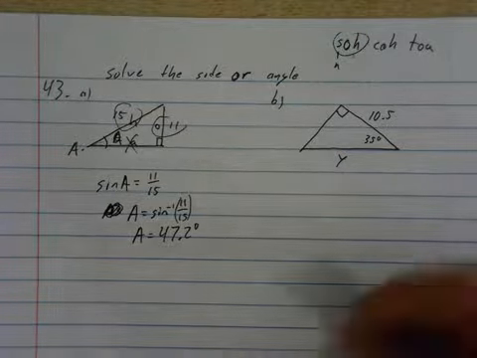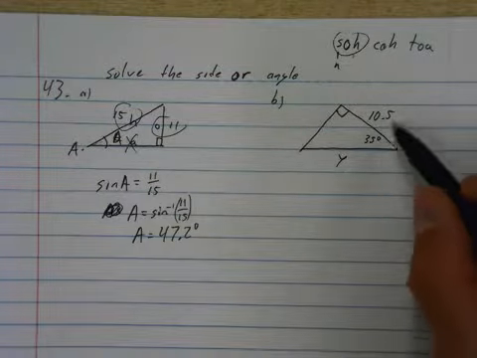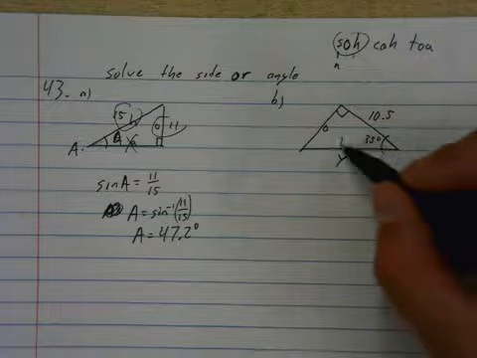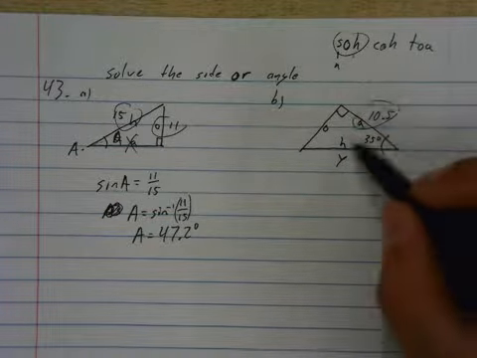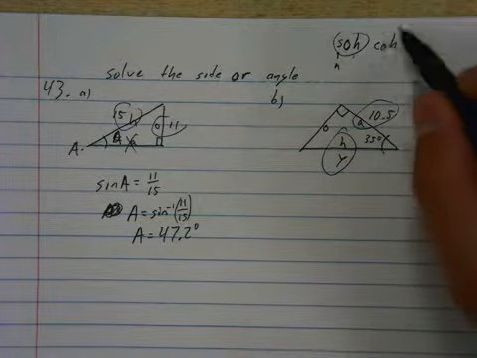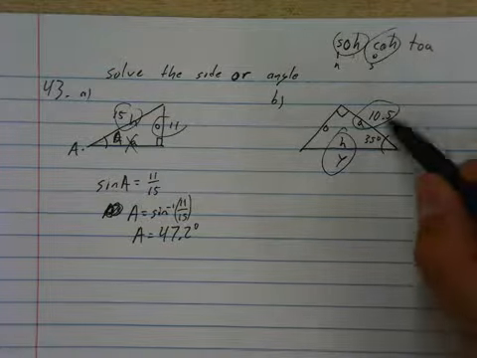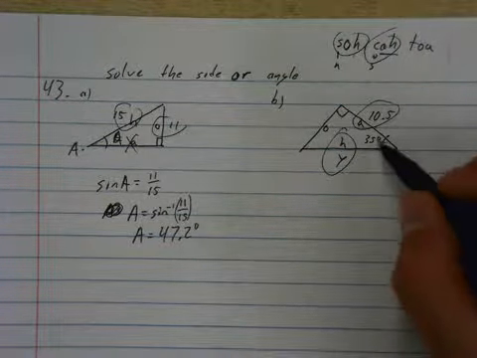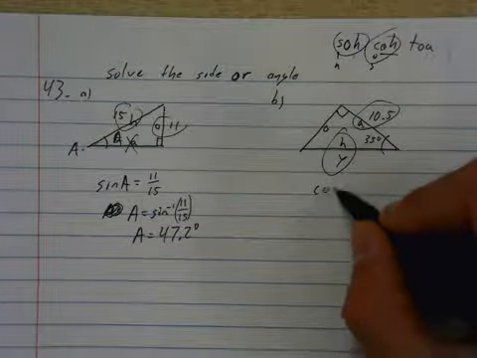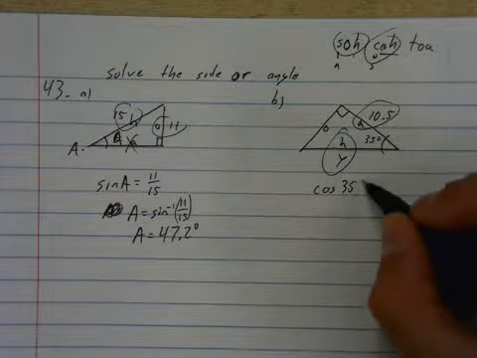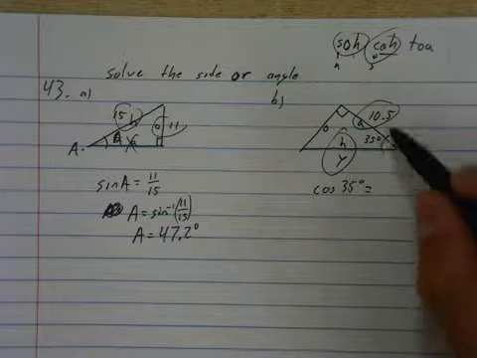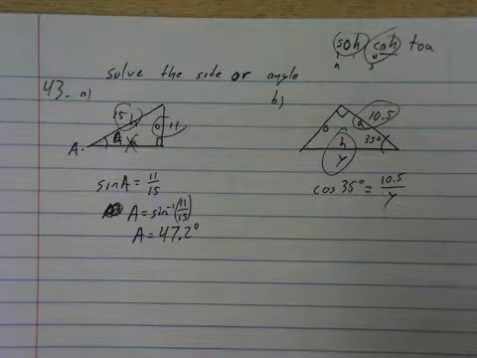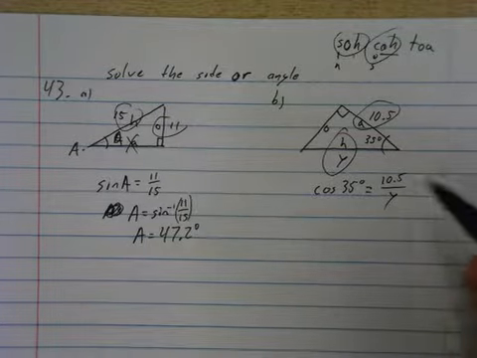Okay, next one. Going to solve using this angle. So from here, label this with opposite. This is hypotenuse, this is adjacent. This time I have A and H, so I'm going to use cos this time because I have A and H. So set this thing up. I have cos of the angle, which is 35 degrees in this case, is equal to A over H, which is 10.5 over Y.